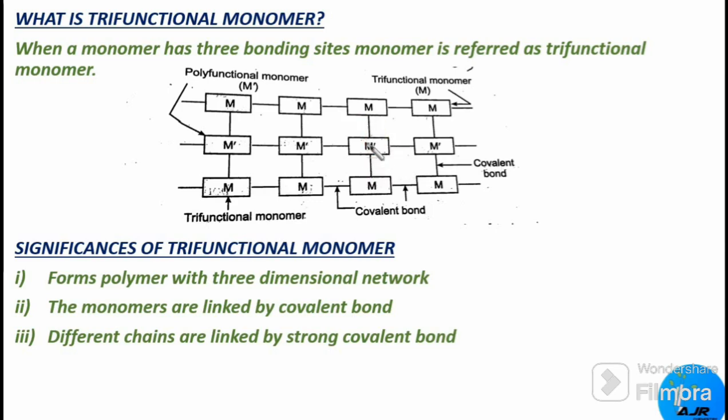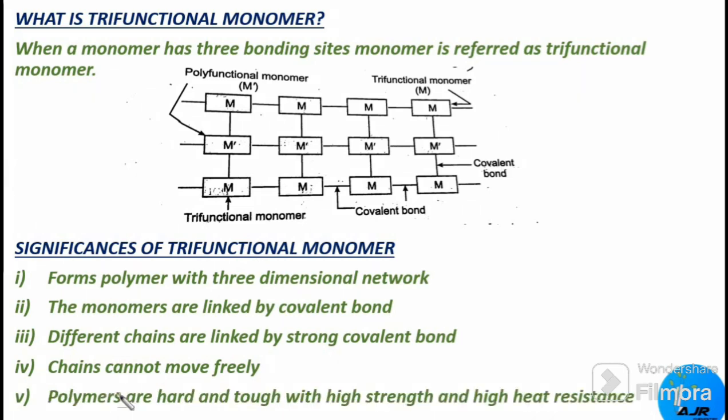Can you understand? Because the movement is completely restricted, there are certain other drawbacks. As I told you, the chains cannot move freely. Because the chains cannot move freely, they have some disadvantages. That is, they are very hard. But you cannot really call this a disadvantage, because we can make use of these polymers in automobile spare parts and many other things. This type of polymer is very hard, tough, with high strength, and high heat resistance. Can you understand? So these are the significances of trifunctional as well as polyfunctional monomers.